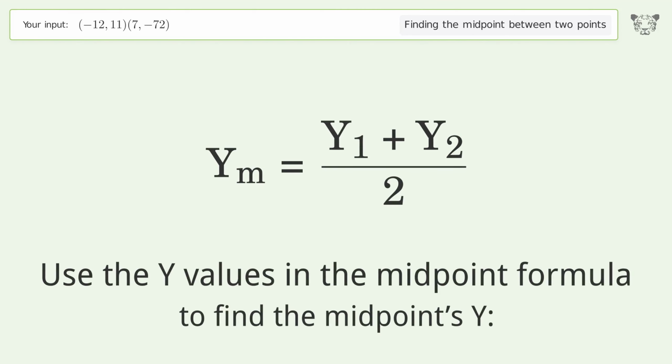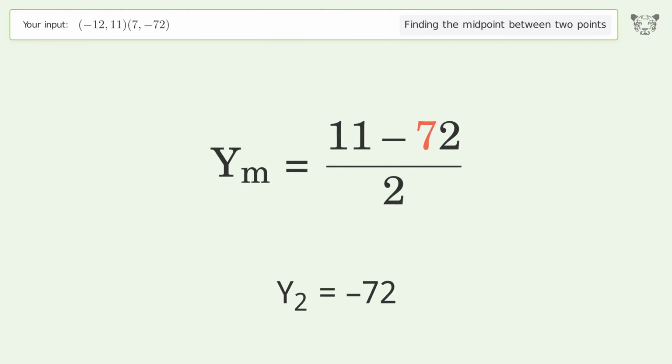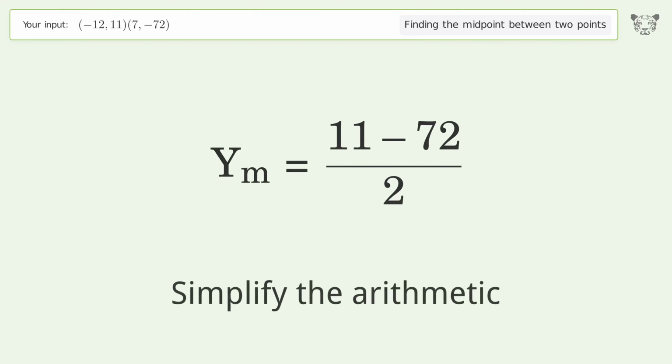Use the y values in the midpoint formula to find the midpoint's y. y1 equals 11. y2 equals -72. Simplify the arithmetic.